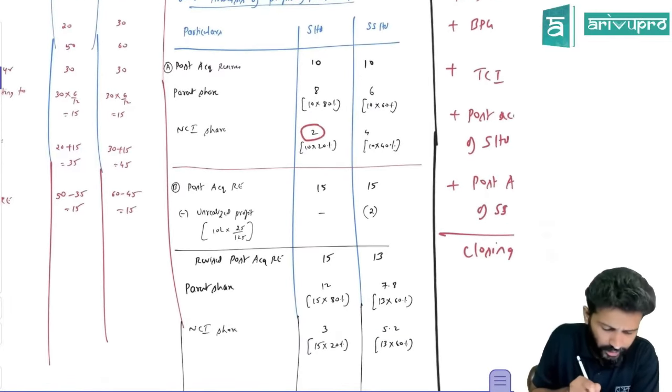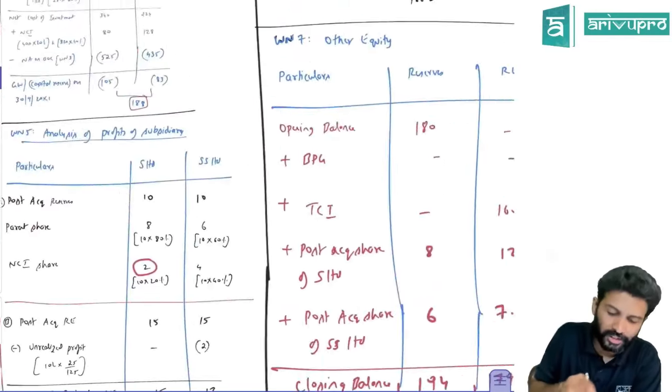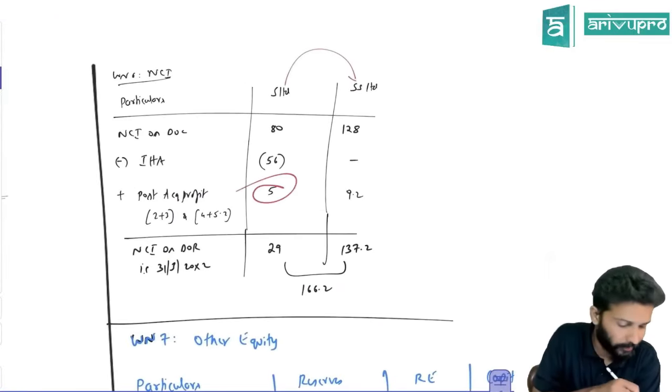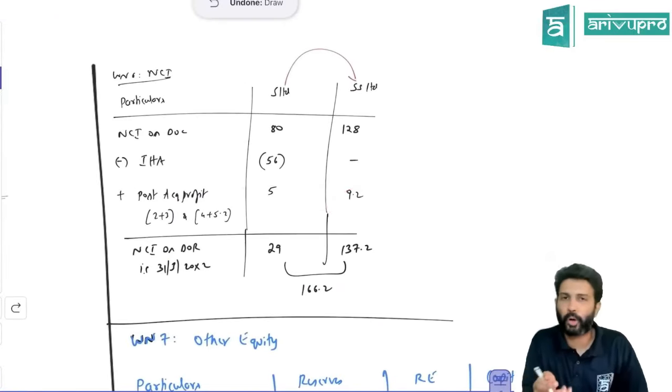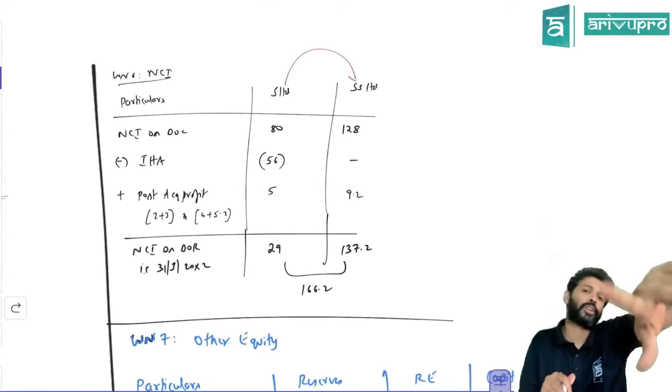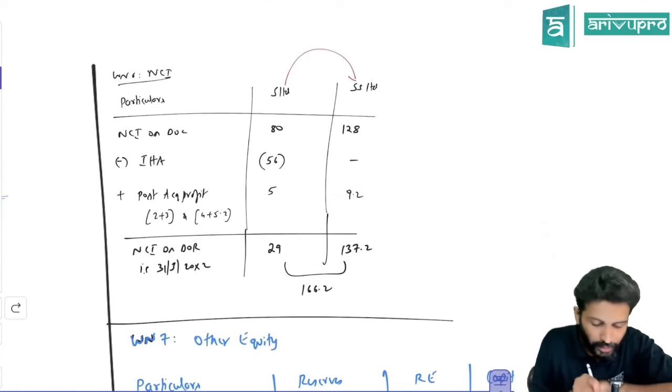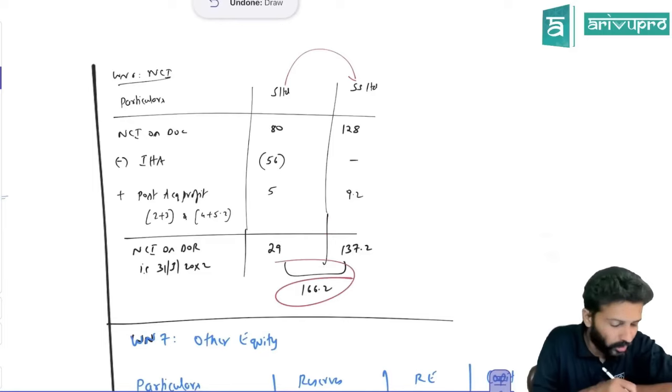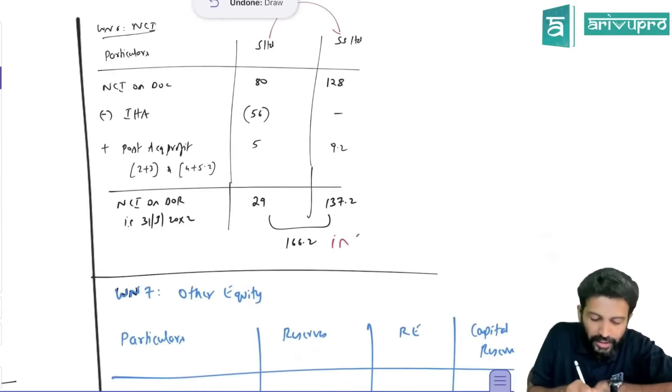And what is that? Retained earnings share is 3. So 2 plus 3 is 5. That directly I've written it over here. Same for SS also. I've added and brought it up. If you want, you can show it separately also. Post-acquisition share of reserves separately. Post-acquisition share of retained earnings separately. Then you got the NCI. Clubbing it up, total NCI is 166.2, which will directly come in your consolidated balance sheet.